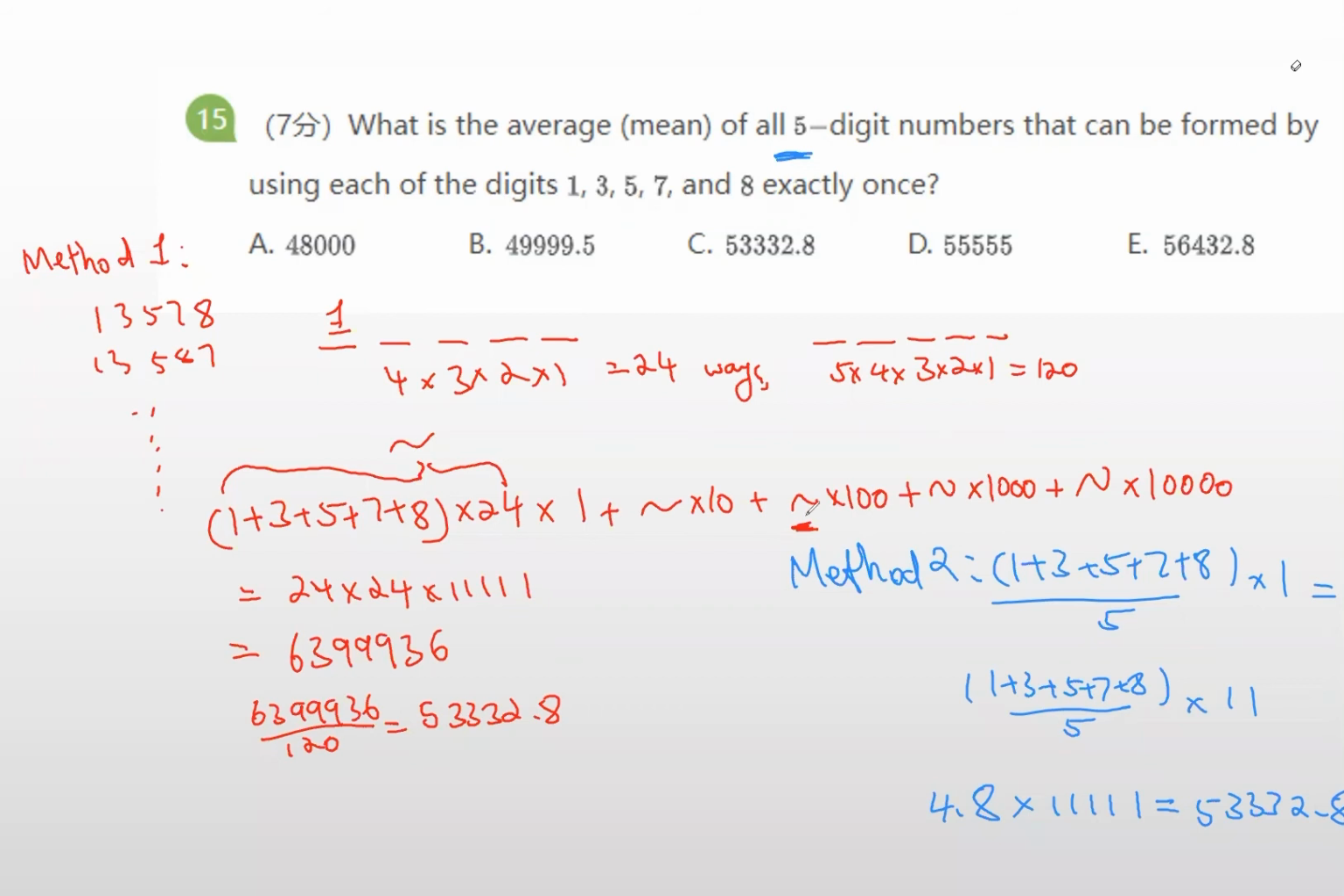Yes, Yuhan? I don't really understand where the two came from. Where the two came from? Where's two? The brackets, 1 + 3 + 5 + 2 + 8. I'm not sure which part you're talking about. Method two. Oh, that's a 7. I thought that was a 2. Sorry. Okay, it's a 7. My bad. Sorry for my handwriting. Yes, it's a 7. Any more questions?